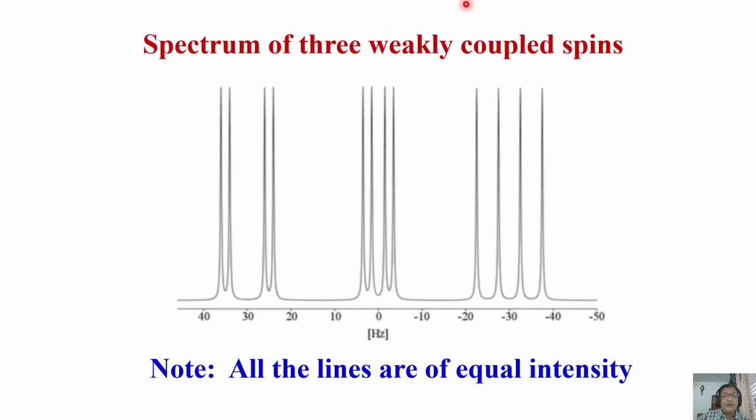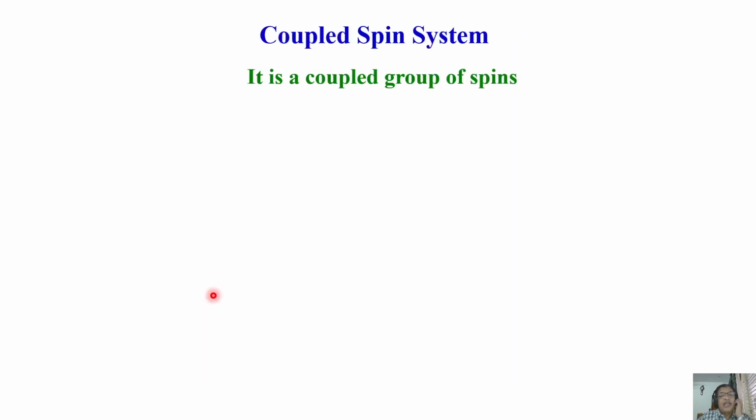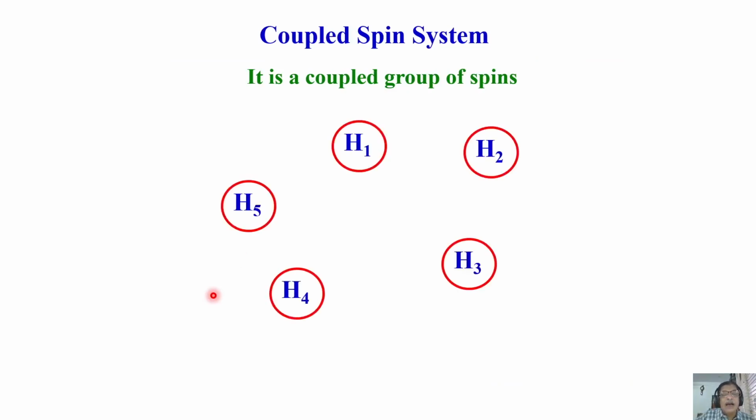In the previous example, 3 spins, I call it A, M, and X. A is coupled to M, A is also coupled to X. M is coupled to A, M is coupled to X. X is coupled to A, X is also coupled to M. So this is a coupled spin system. It's a group of spins where coupling can be there among all of them. Or let us say I consider five different types of protons in a molecule. Five chemically inequivalent protons, all are different.